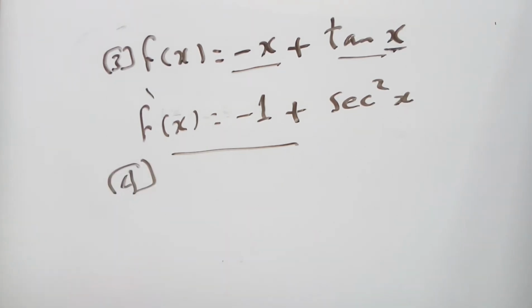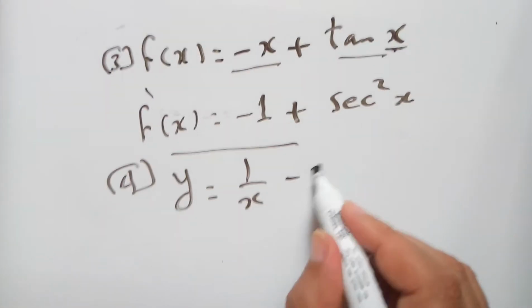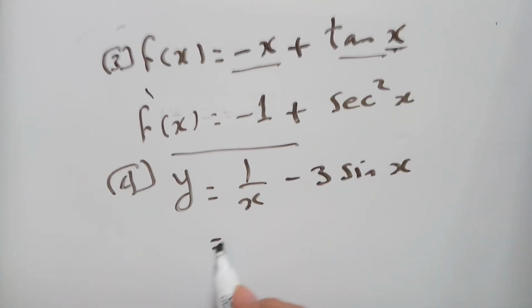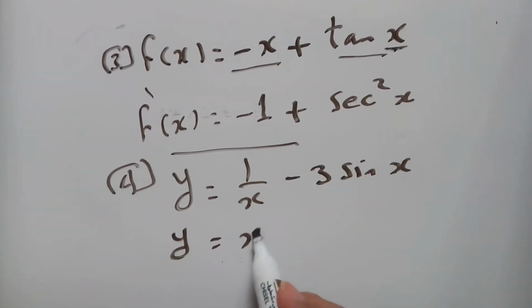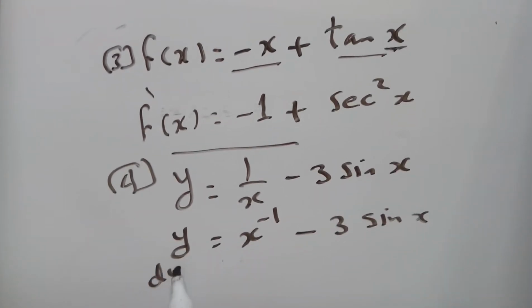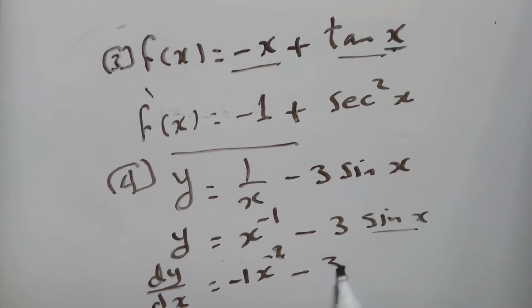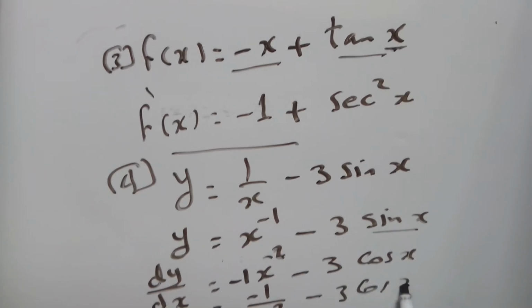Number 4, y is equal to 1 over x minus 3 sine x. 1 over x, you can rewrite it as x to the power negative 1 minus 3 sine x. Now you can get the derivative for y with respect to x. dy dx is equal to, here apply the power rule, it will be negative 1x to the power negative 1 minus 1, it will be negative 2, minus the derivative for 3 sine, it will be 3 cosine. Now it will be negative 1 over x power 2 minus 3 cosine x.